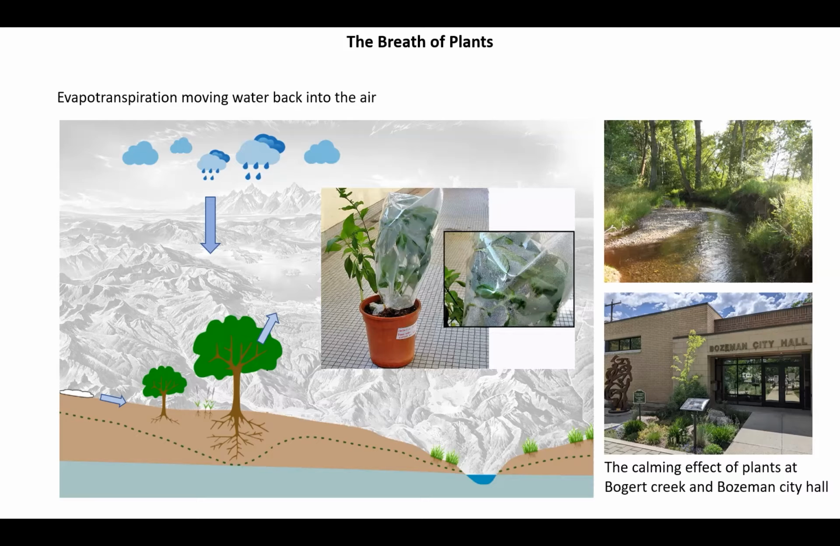So right next to the Bozeman Library, you've got Bogart Creek, which has been restored recently to try and regenerate some of that vegetation and help this process. And you can walk down to City Hall and check out their display about rain gardens, which do a similar thing in urban areas.